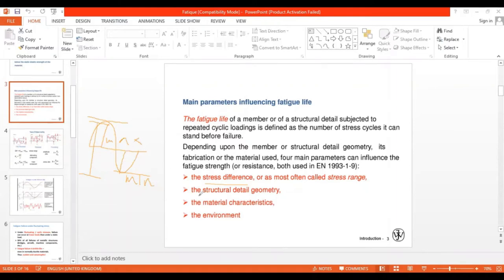Then the structural detail geometry, the shape or geometry of the structure. Then material characteristics. We might have used a material or mixture of materials, and the characteristics of those materials matter. The number of cycles taken for aluminium and steel will not be the same, so that's why the characteristics of the material matter. Then the environment. Environmental factors will also have some influence on the fatigue life. We'll see how that works.